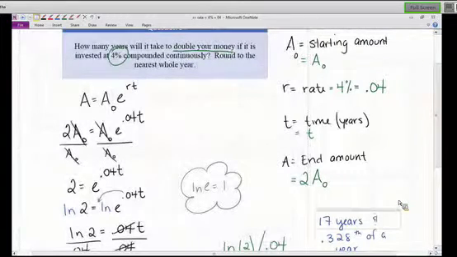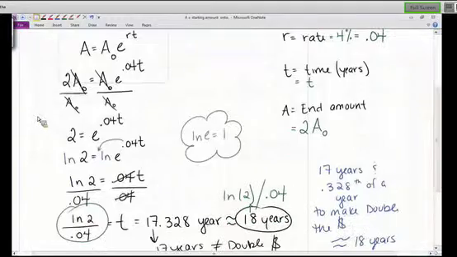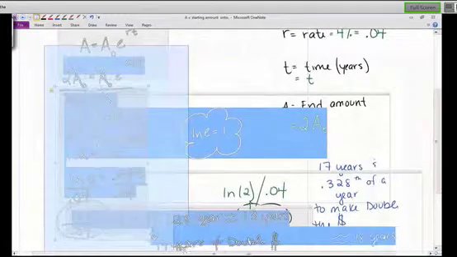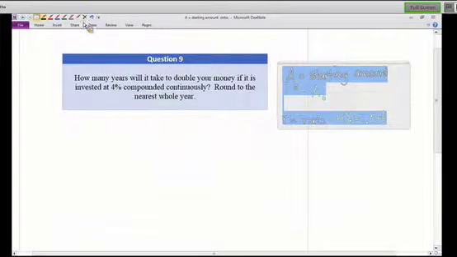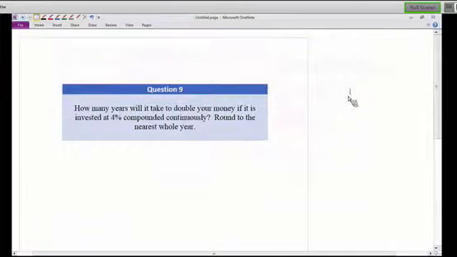All right, so for 9, we're dealing with compounded continuously. Let me just clear this out. Was there a specific question that you wanted answered about 9? Okay, so for 9, because we're dealing with compounded continuously, we want to use the formula A is equal to A sub 0 e to the power of RT.